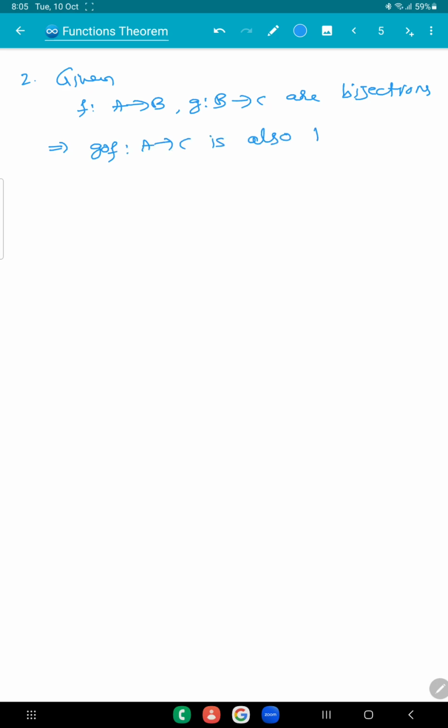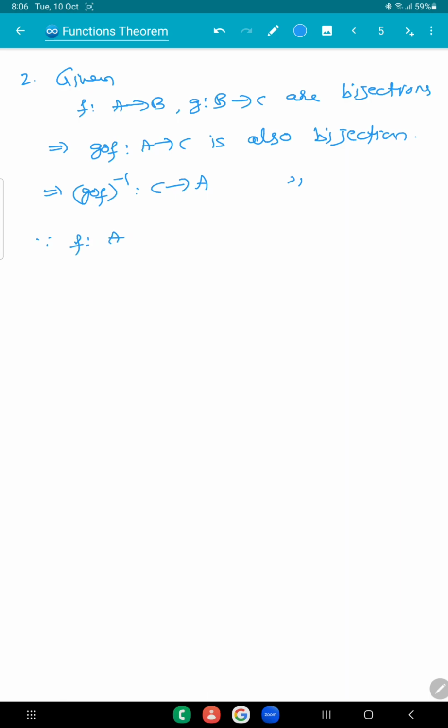Let us go for the second theorem. What is that? f and g are bijections. Given f from A to B and g from B to C are bijections. Once read the question, sir. When they are bijections, just now we have proven that g circle f from A to C is also a bijection. When the function is a bijection, its inverse is also bijective. That implies that (g circle f) whole inverse from C to A is also a bijection.